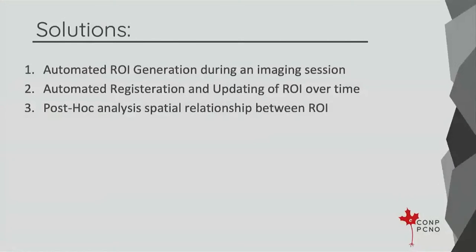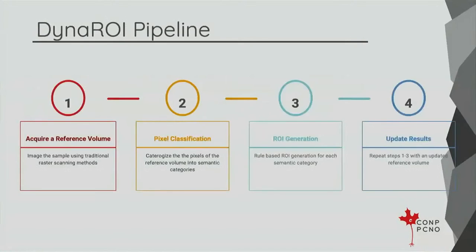So the solution is to automatically generate ROIs during an imaging session, and kind of to remove the human from the process of generating ROIs, and then to automatically register and update the ROIs over time during the imaging session. And then you can incorporate some post-hoc analysis about the spatial relationships between the ROIs. And that's where my open source software project is trying to meet these solutions.